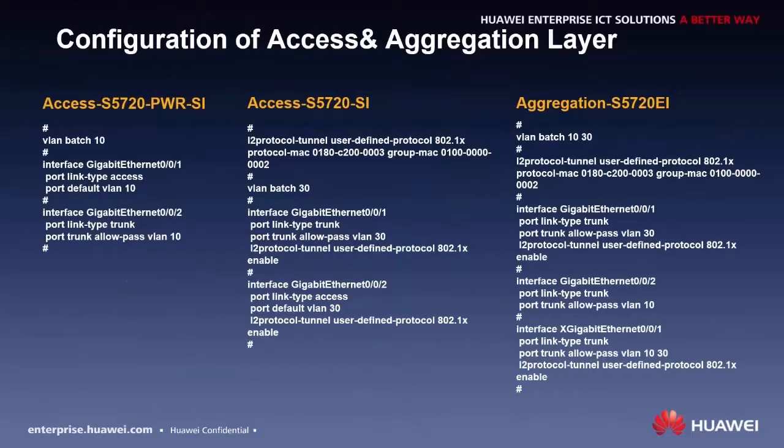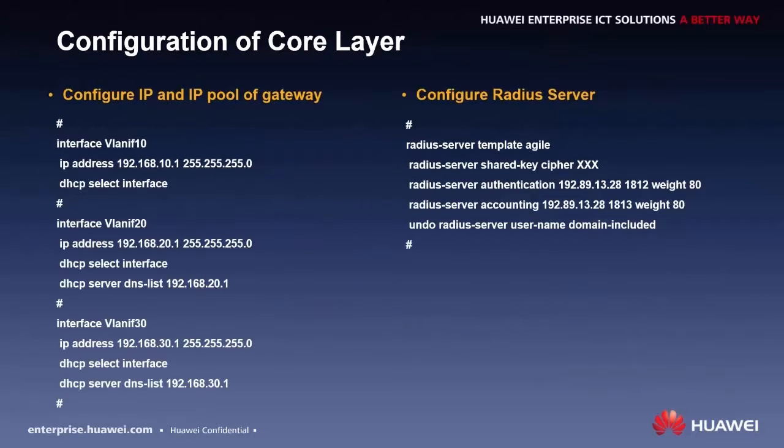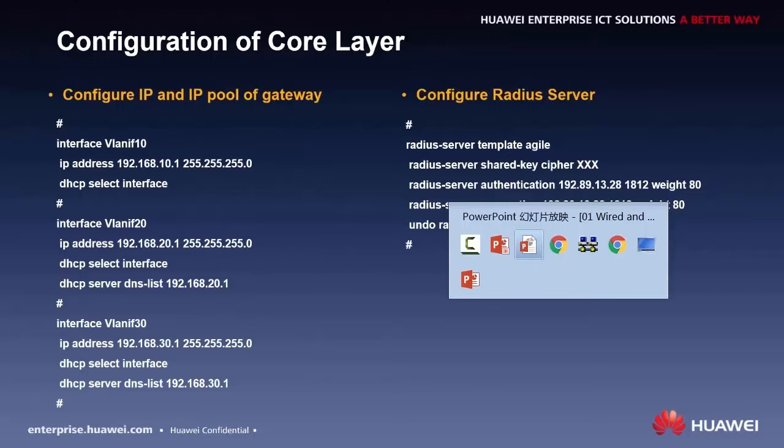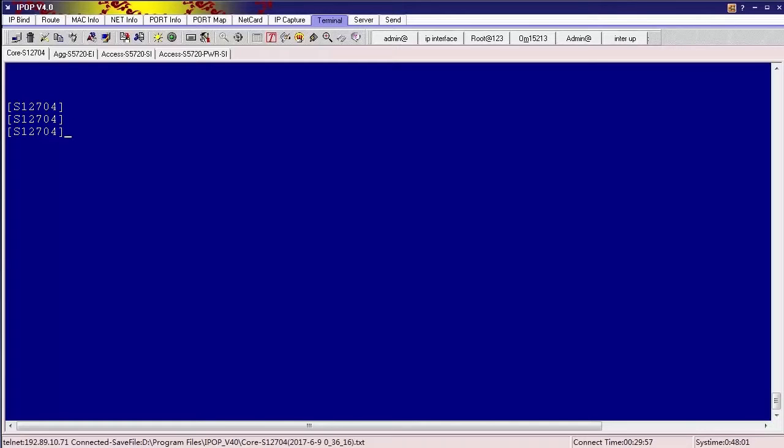First, configure the access and aggregation devices, including the configuration of VLANs and transparent transmission of Layer 2 packets. The configuration is simple, and we will not discuss it in detail. Then, we need to configure the core switch. First, configure gateway IP addresses, address pools, and the radius server. Let's perform the configuration step by step. This is the CLI of the S12704.